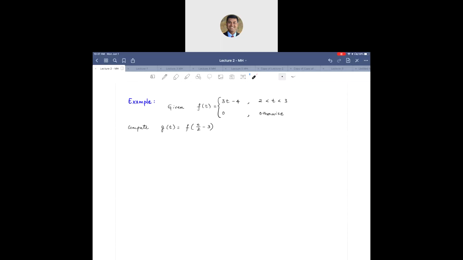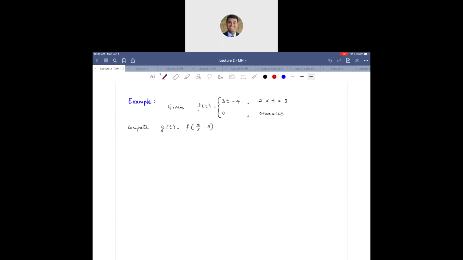Now, continuing on that same theme of combined operations, we'll do one quick example over here where we are given some function of time as 3t minus 4, which is a line with a slope of 3 and a y-intercept of -4, but it is only that between 2 and 3. And at all the other times, it is 0. And we are asked to compute another function of time g of t, which is related to f of t using this function, f of t divided by 2 minus 3. So how can I do that numerically?